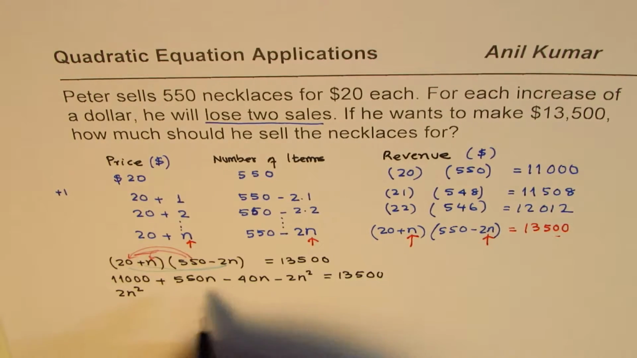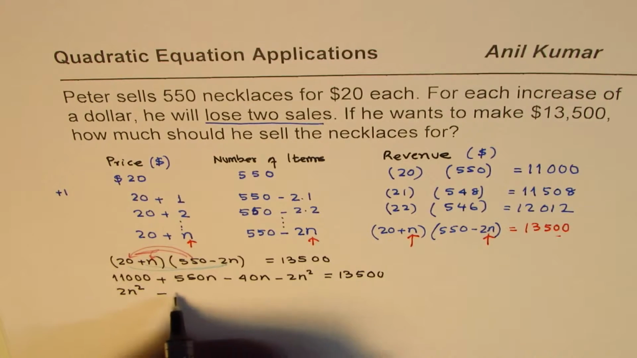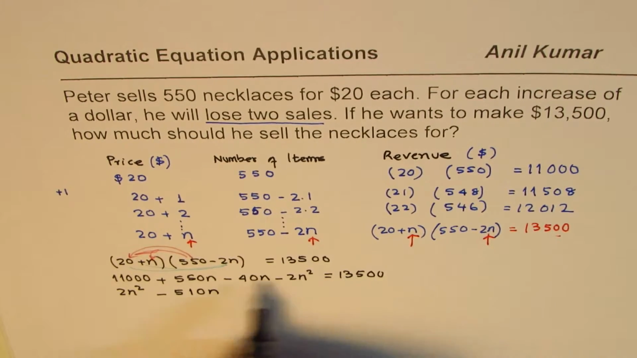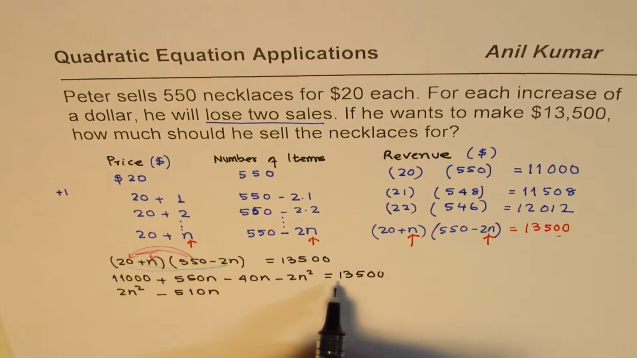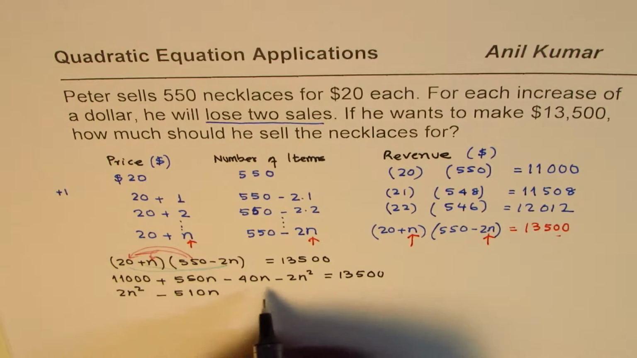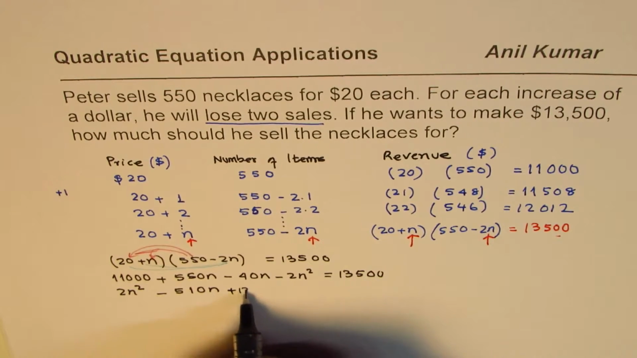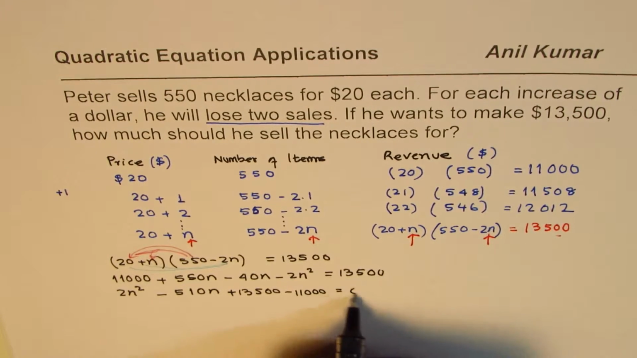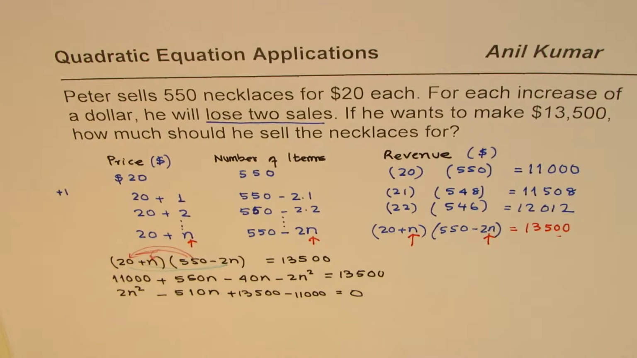550 minus 40 is 510. It becomes negative when you take it on the right side. Okay, and this one, you have to take away 11,000 from 13,500. Okay, let me write 13,500 minus 11,000, okay, equals 0. So we took all these terms to the right side.